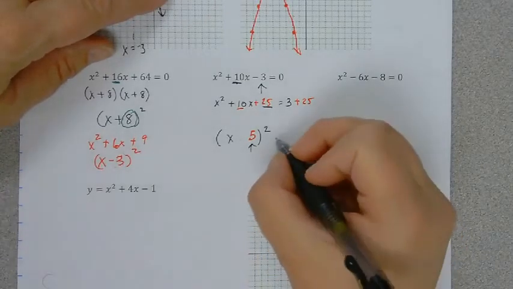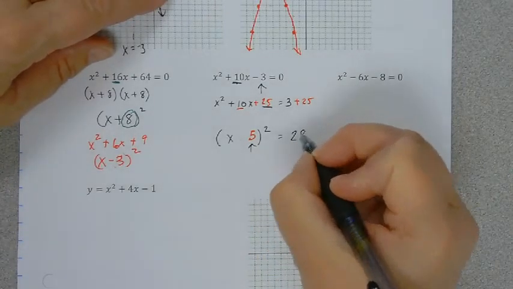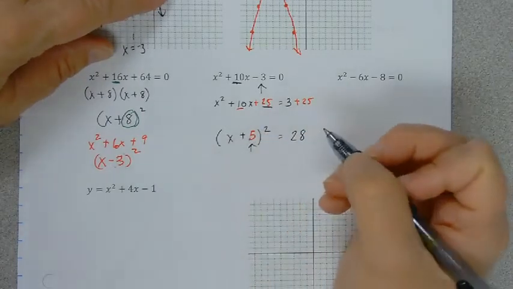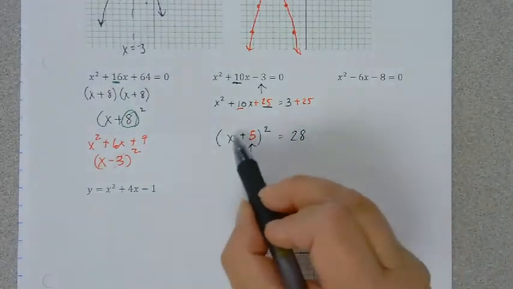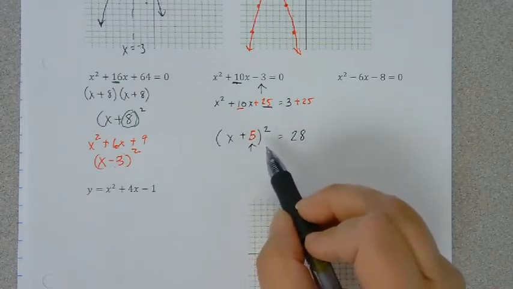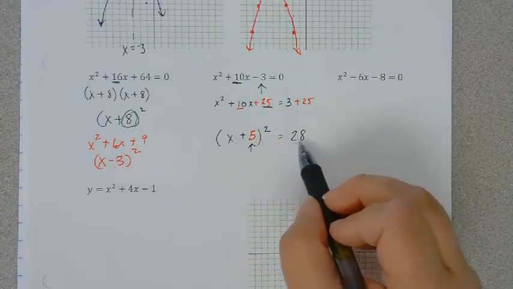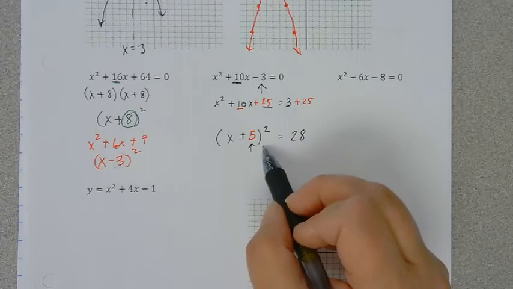So here's what I've got. x plus 5 squared equals 28. Now, we could go ahead and solve this. I'm not going to solve it for now, because when we put this in vertex form, we're going to end up just moving this 28 back over to the side.